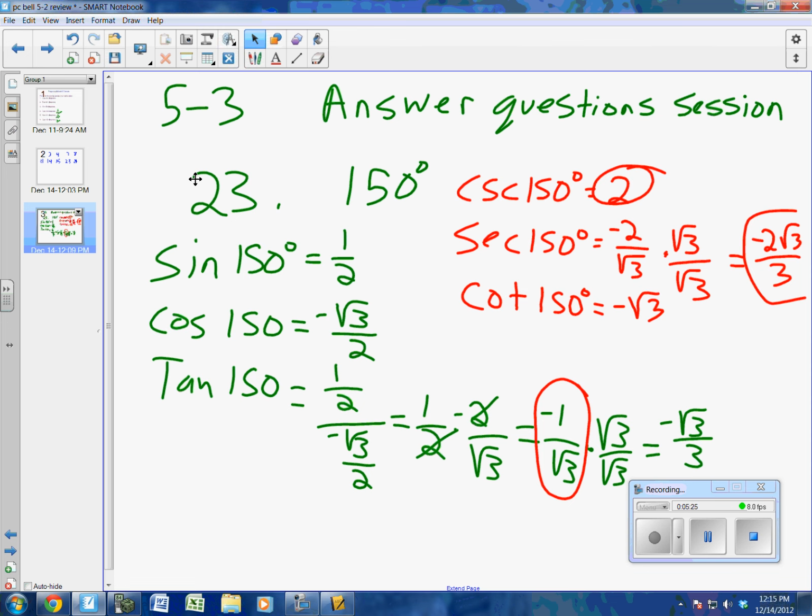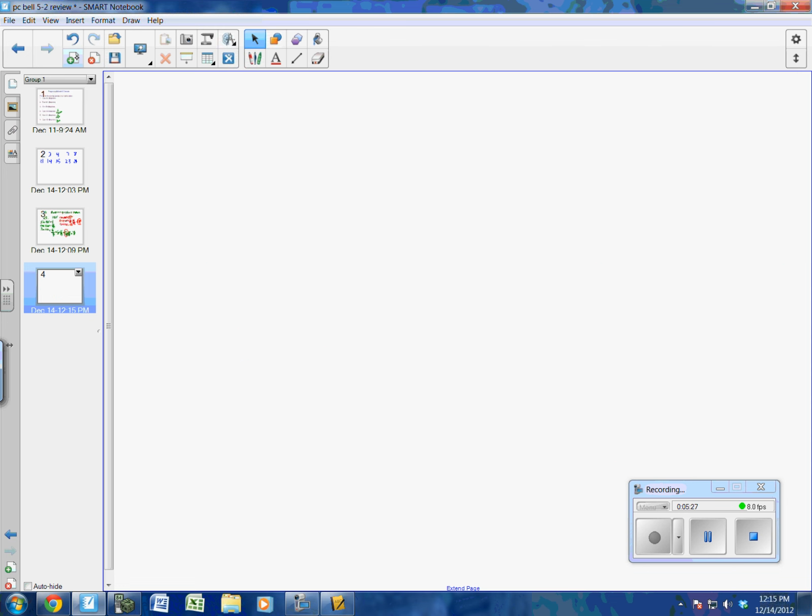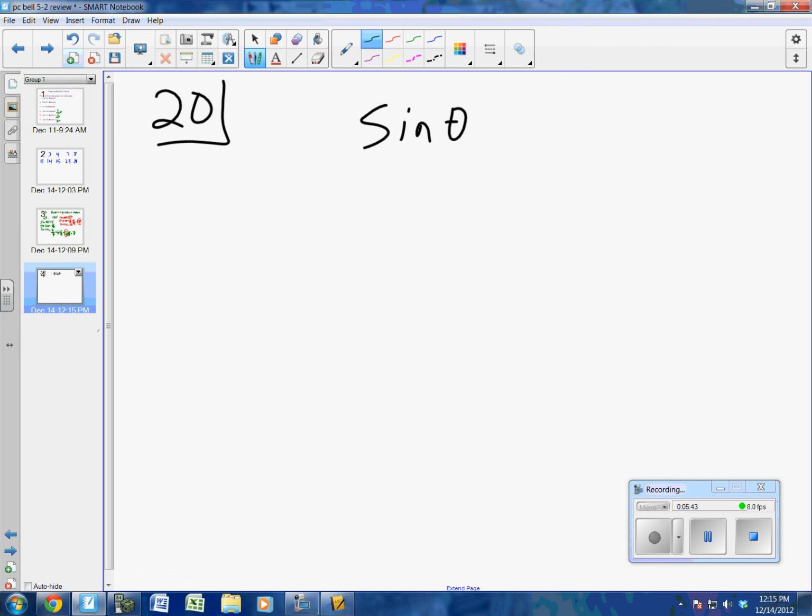Number 20? Okay. Let's look at number 20. Number 20 is asking us to find two values of theta for which sine of theta equals 0. Okay, what can theta be equal to? What are the possibilities? The sine of what angle is 0, in other words?